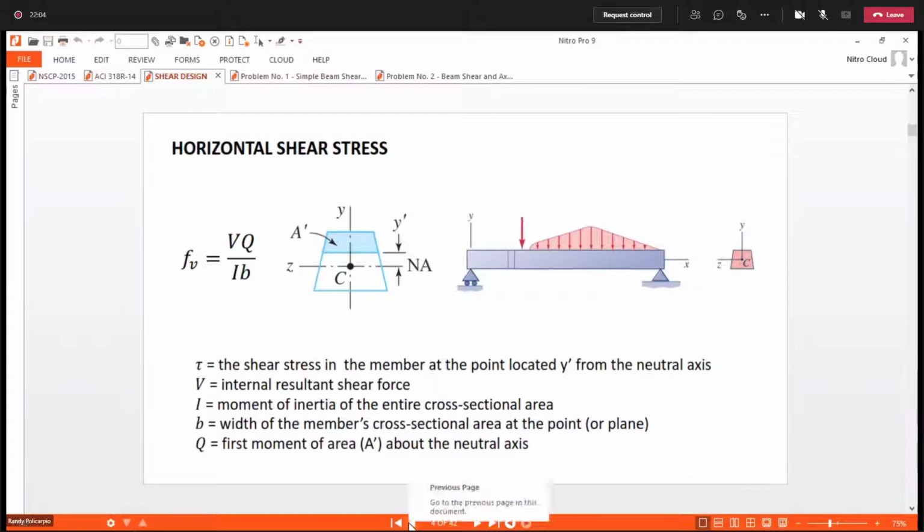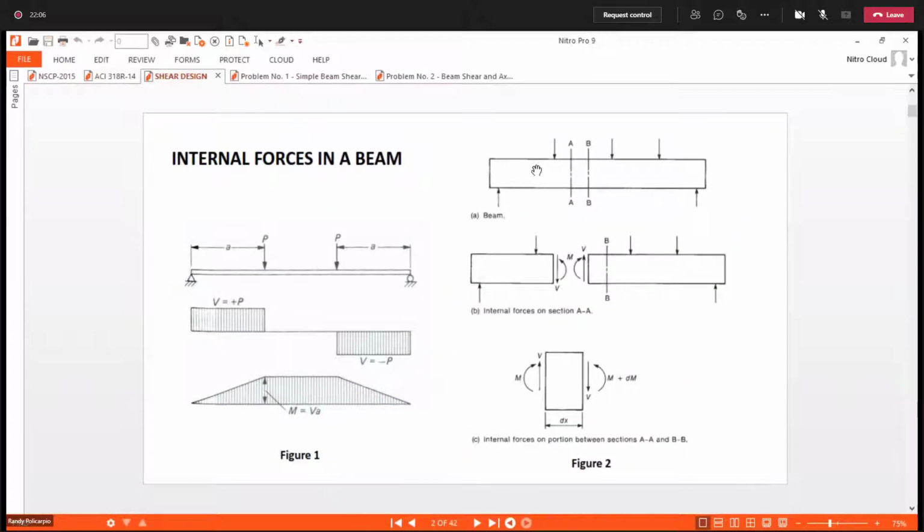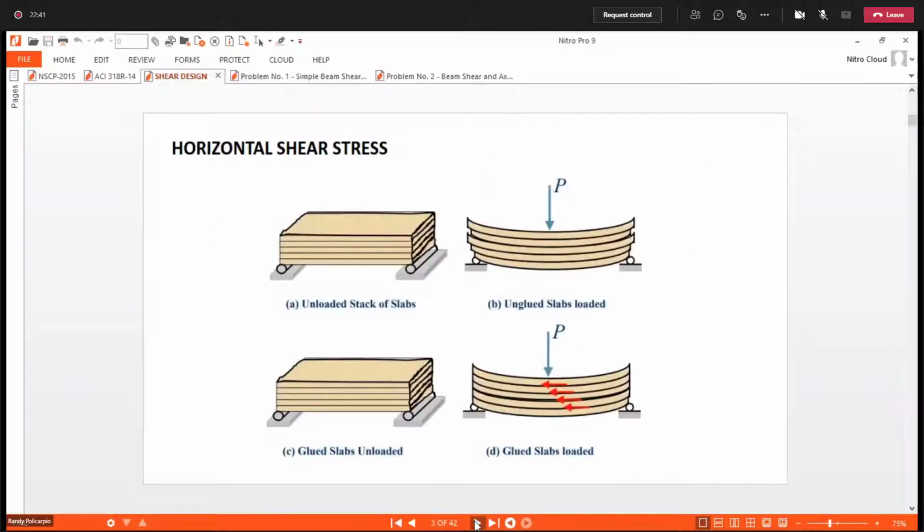That is why in our introduction, how do we get the internal shear? One way is the shear diagram, or you cut at a certain distance and get the free body diagram. You must have your free body diagram to get the internal shear force on a particular section. If you want to draw the shear diagram, you can also get that internal force.